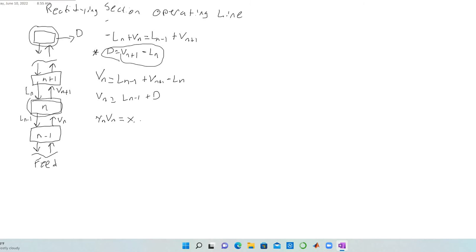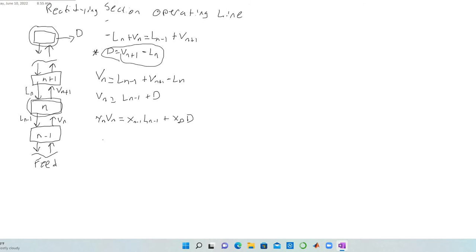our mole fraction of the more volatile component at stage n-1 times Ln-1, and then that's going to be plus the mole fraction of the more volatile component in the distillate times the distillate flow rate. So now we've put this all in terms of our more volatile component.